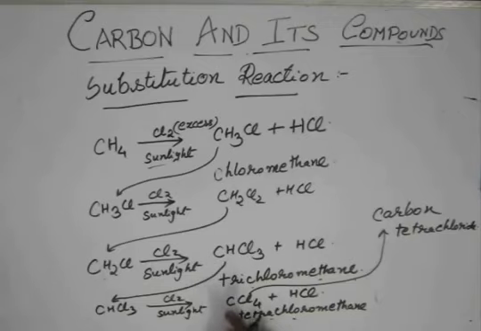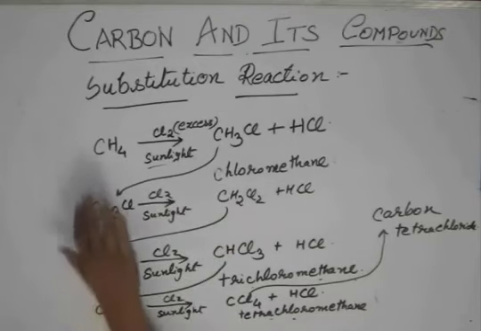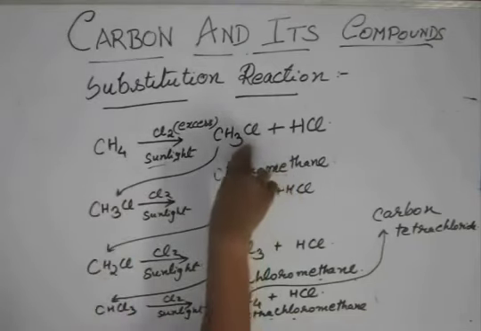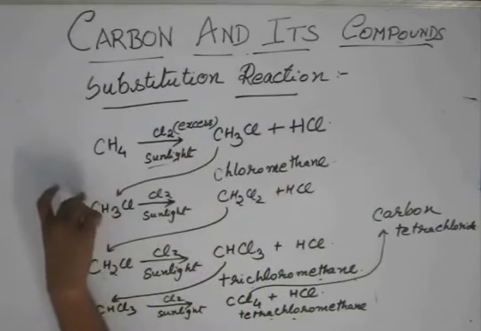Remember, we drew the electron dot structure of carbon tetrachloride. This is that carbon tetrachloride here. So basically, this substitution reaction is a chain of reactions where in each reaction the product which is formed becomes the reactant of the second reaction.